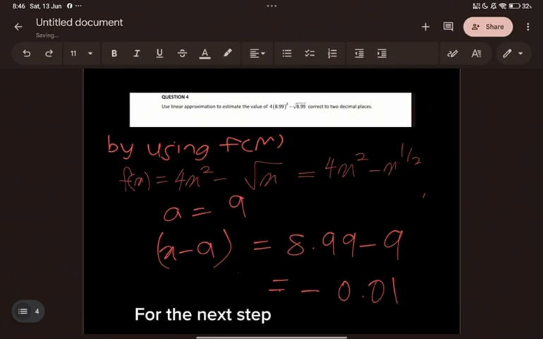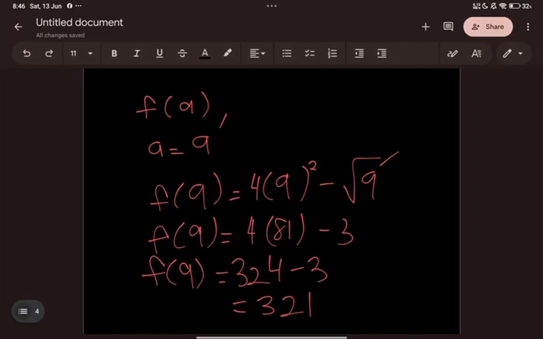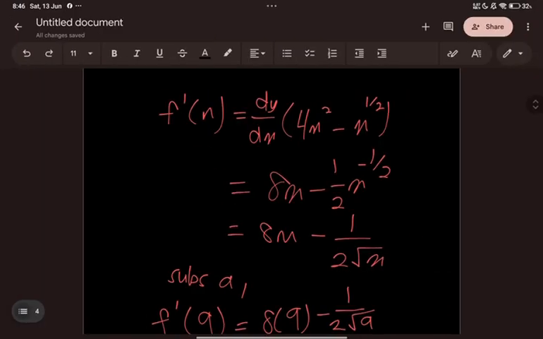For the next step, we will choose a value a close to 8.99 that makes the calculation easier. So we will let a equal 9 and find the difference, which is x minus a equals 8.99 minus 9, which equals negative 0.01. Next step, we will substitute a into the original function, which is f(9) equals 4 multiplied with 9 squared minus square root 9, which is 321.